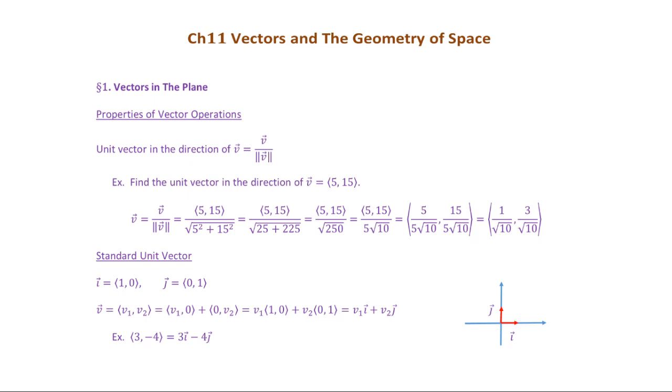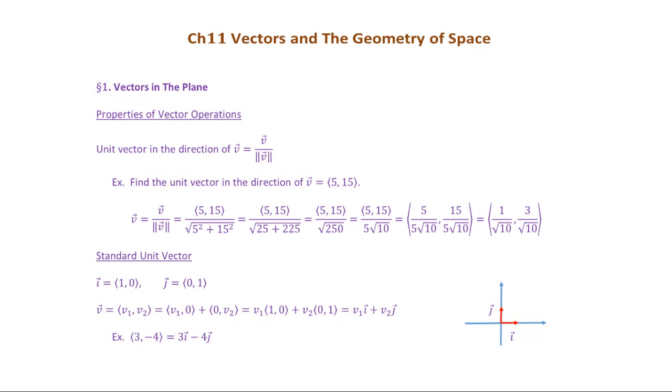Okay, now let's discuss the unit vector in the direction of V. So you get an arbitrary vector V. How do you find the unit vector in the direction of V? Easy. You just divide V by its length itself. That will give you a unit vector.